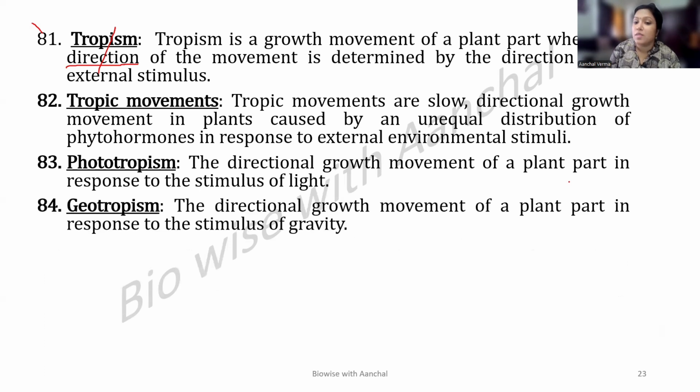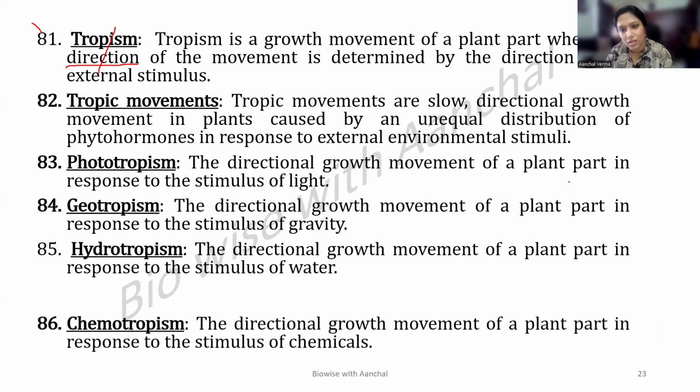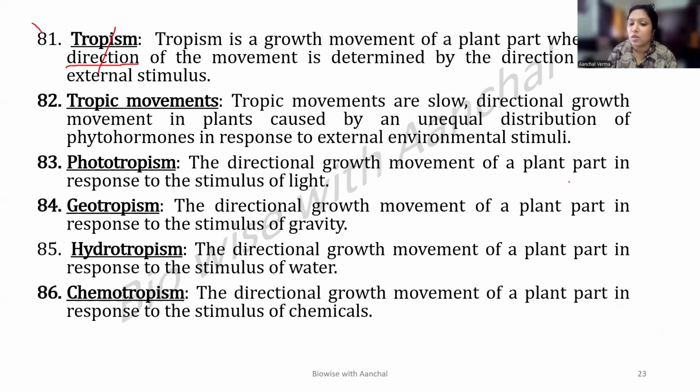Geotropism, the directional growth movement of a plant part in response to the stimulus of gravity. Hydrotropism, the directional growth movement of the plant part in response to the stimulus of water. Chemotropism, the directional growth movement of plant part in response to the stimulus of chemicals. Example, phototropism shoot, geotropism root, hydrotropism root, chemotropism pollen grains.